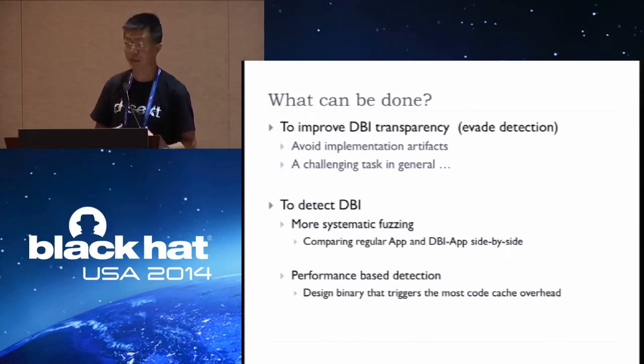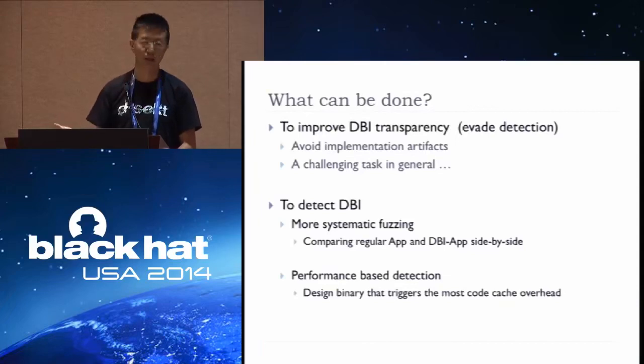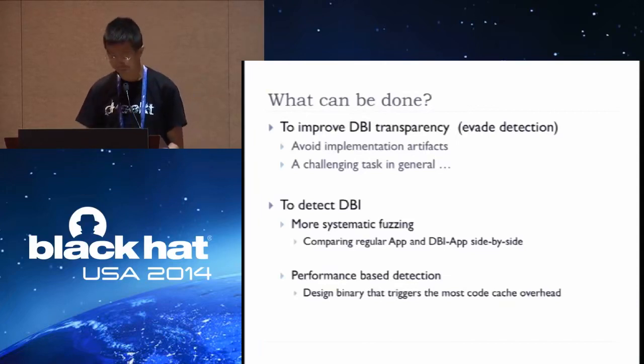Another thing we didn't touch is the overhead. Because of the code cache and the instrumentation, there are additional overheads you add. So if you can write a targeted exploit that tries to trigger lots of this cold cache overhead, you might also be able to expose it.